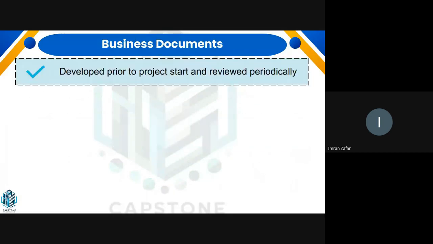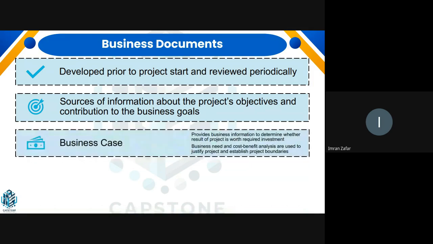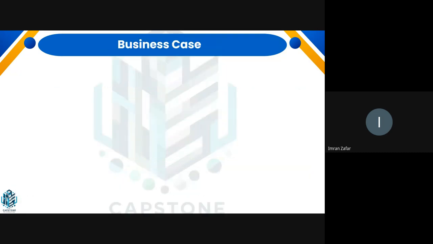There are some business documents after the need assessment or the feasibility, that are developed prior to your project start, like we discussed: the business case and the benefits management plan. The business case is your documented economic feasibility.